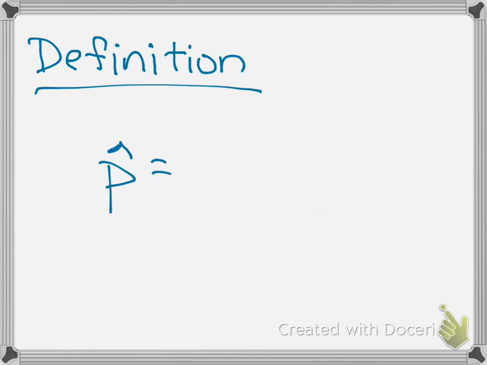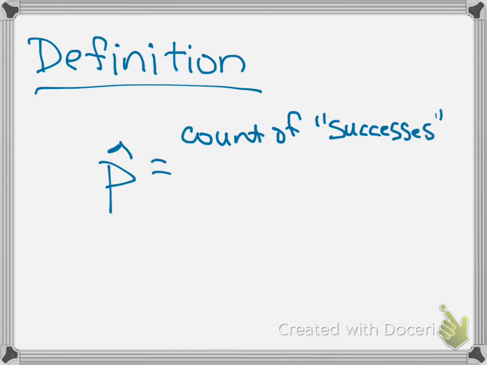Now let's think about the definition of P hat. P hat is just a proportion that we get from taking the count of the successes that we have in our sample. So here we're defining P hat, which is the count of successes divided by the size of our sample.